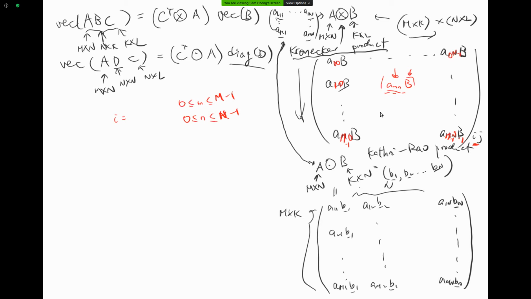And of course I will have an element B_kl, so let's say m n k l. That would be a B_kl element inside this B matrix here, where k is between 0 and k minus 1, and l is between 0 and l minus 1. And I want to see where this element is. This element will be the ij element there, right?